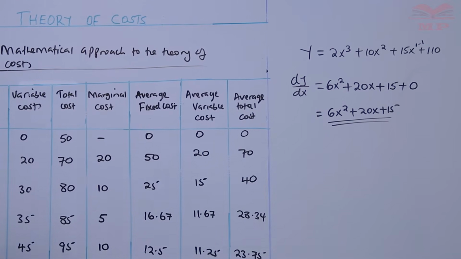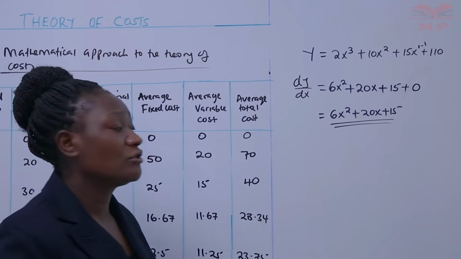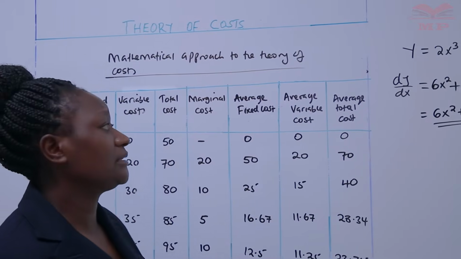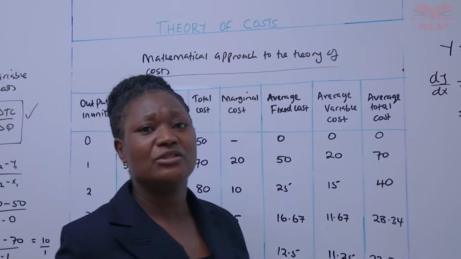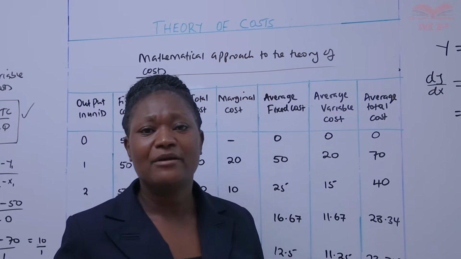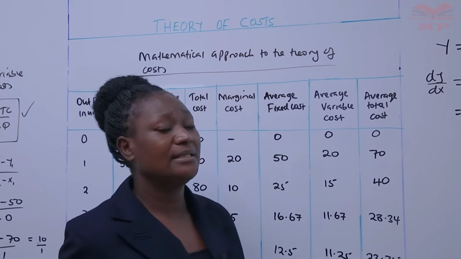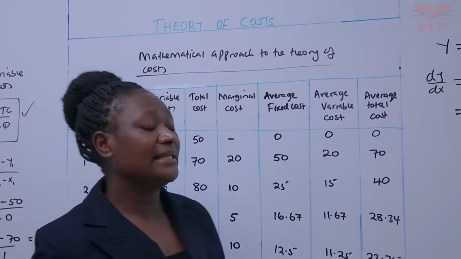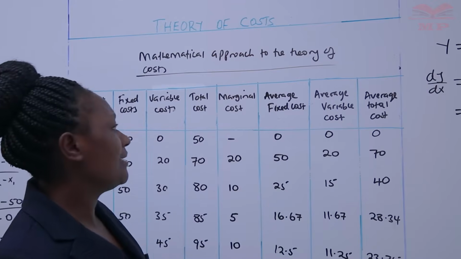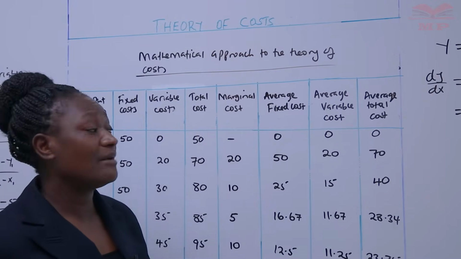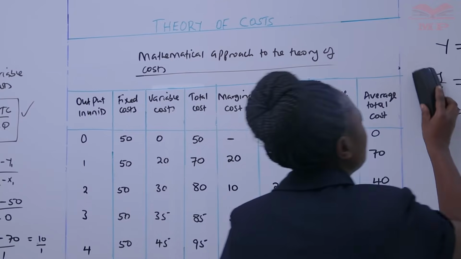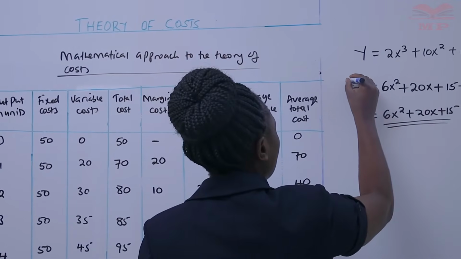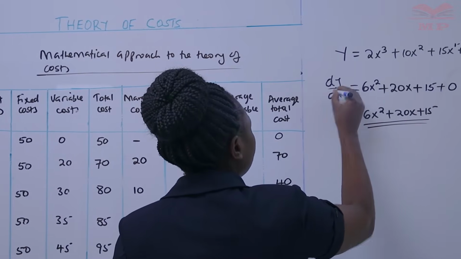So there are some times when we may be given quadratic functions or cubic functions, which may represent the total cost. So in such a case, you may be asked to determine the fixed cost function, determine the variable cost function, and use that again to calculate the average fixed cost as well as average variable cost. So how do we go about that?